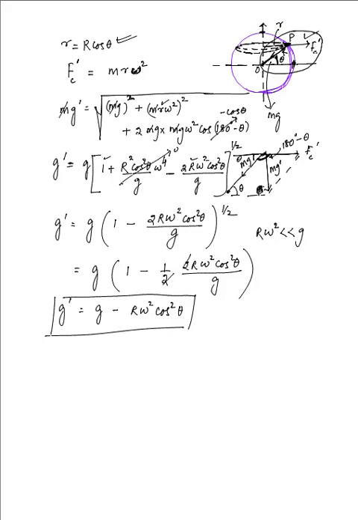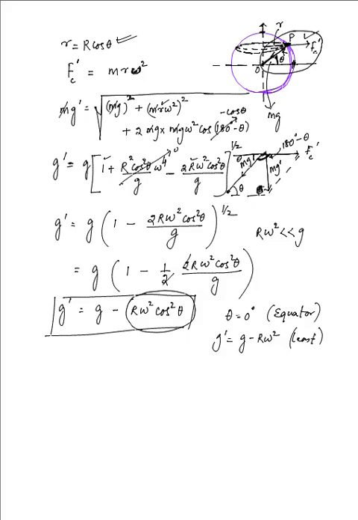This factor, this entire thing that we have over here, tells us how it varies. Now obviously at the equator, theta is equal to 0 degrees, and at the equator, theta being equal to 0, you have the maximum possible value of the correction. So g dash at the equator is simply g minus R omega squared, which is the least value of acceleration that is experienced.